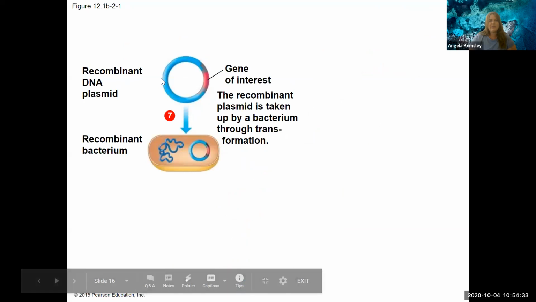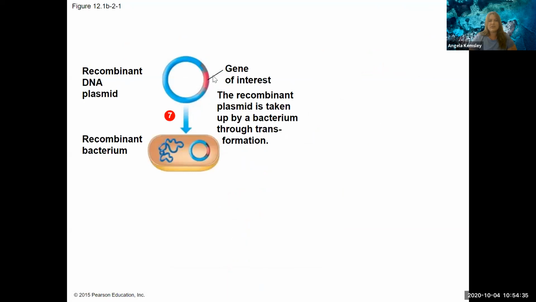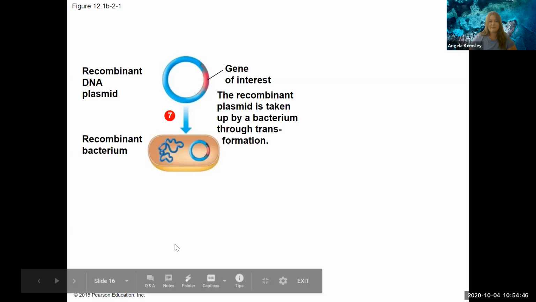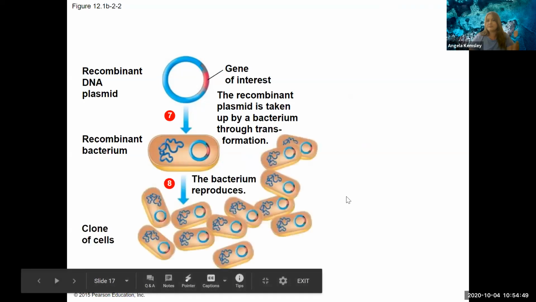So now that we have our recombinant DNA plasmid that includes our gene of interest, we're going to insert this new recombinant plasmid into the E. coli bacterium from the first step. And then we're going to let it reproduce like normal. So now we end up with clones of that cell that we just inserted the plasmid back into. But now it's going to be reproducing with that gene of interest in all of those little clones that it's making.